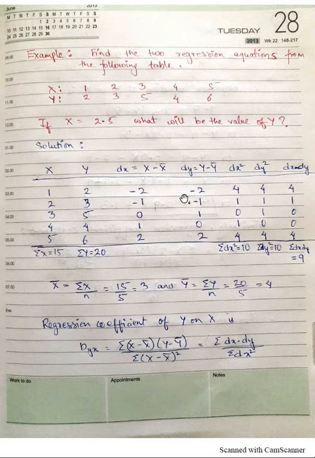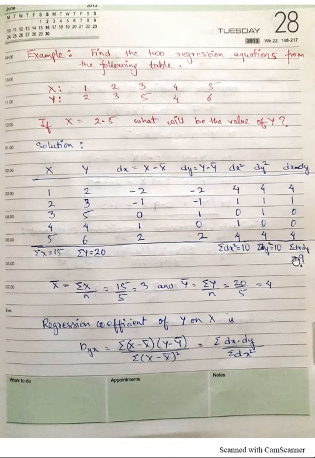And dx into dy is x minus x bar into y minus y bar. We multiply this with this, that is minus 2 into minus 2, 4, minus 1 into minus 1, 1, 0 into 1, 0, 1 into 0, 0, 2 into 2, 4. We add all this together, we get summation dx into dy, that is equal to 4 plus 1 plus 4, that is equal to 9.